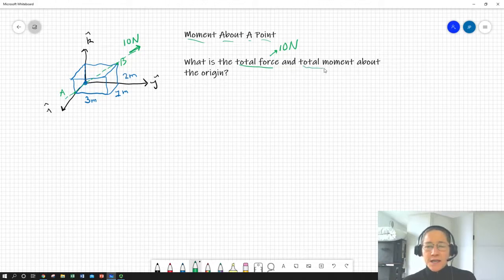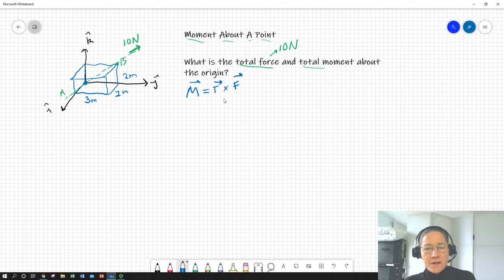But we also want to keep this box from rotating somehow, or we want to know how much it's rotating. We want to know the total moment. Maybe we got to apply something to stop that. So we need to calculate that. Well, how would we do that? I'm going to reach for my friend, my cross product moment. M equals R cross F.